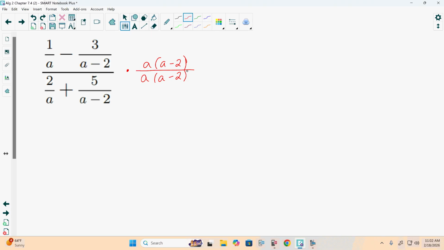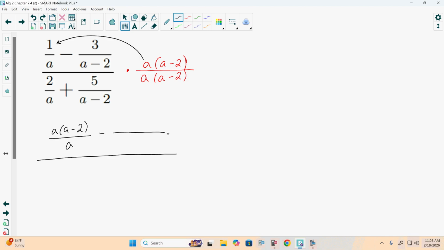Now at this point here, we just need to multiply these out. And we multiply in the numerator. This a times a minus 2, we're going to multiply it with the 1. And we get 1 times a minus 2, which is the same as just a times a minus 2. And it's all over a minus. We're going to do the same thing, a times a minus 2 with our 3, which will give us 3a times a minus 2 over a minus 2.